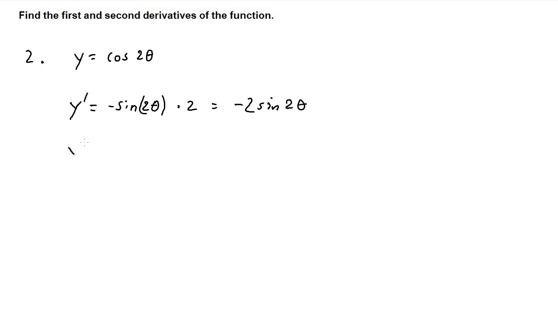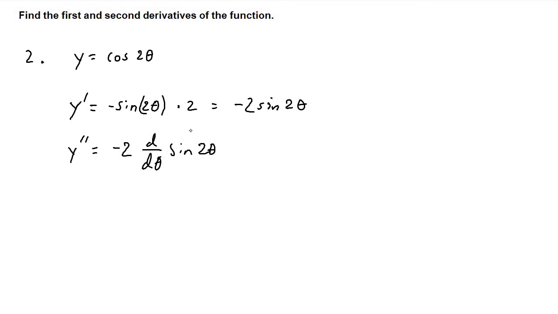So now in order to find y double prime, the second derivative, notice negative 2 here is a constant, so we can rewrite it as negative 2 times the derivative. Now we're not deriving with respect to x, the variable is theta, so we derive with respect to theta of sine of 2 theta. Now similar to cosine of 2 theta, we do have an inside function, we do have an outside function.